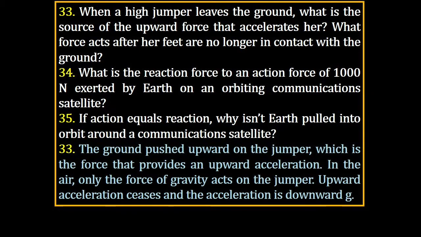The ground pushes upward on the jumper, which is the force that provides an upward acceleration in the air. Only the force of gravity acts on the jumper. Upward acceleration ceases, and the acceleration is downward g. Let's do 35 again. If action equals reaction, why isn't the Earth pulled into orbit around a communications satellite?